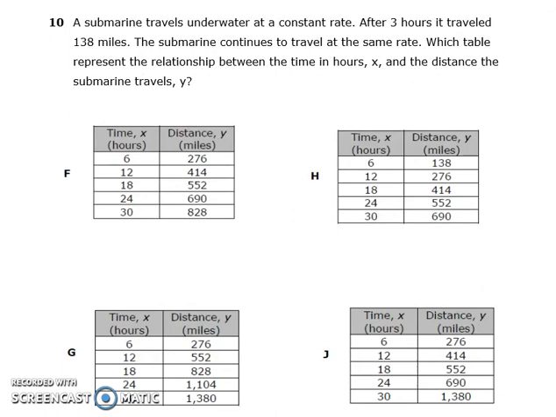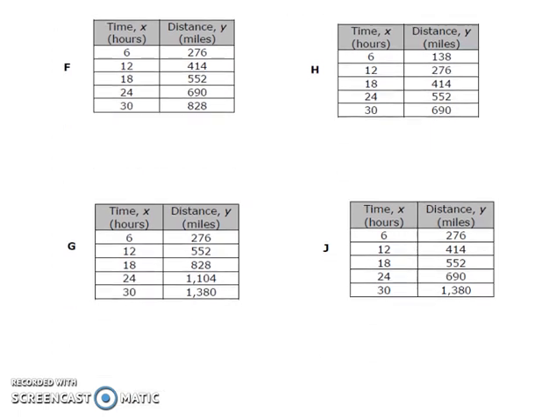Number 10. A submarine travels underwater at a constant rate. After 3 hours, it traveled 138 miles. The submarine continues to travel at the same rate. Which table represents the relationship between the time in hours, x, and the distance the submarine travels, y? F, H, G, or J?